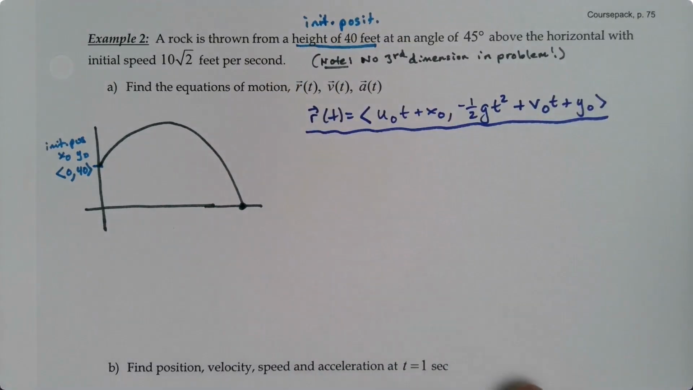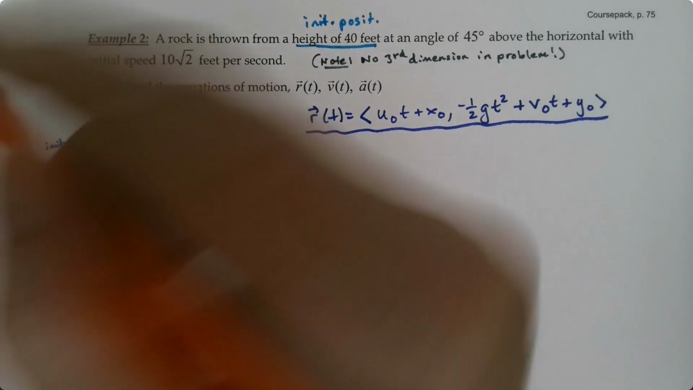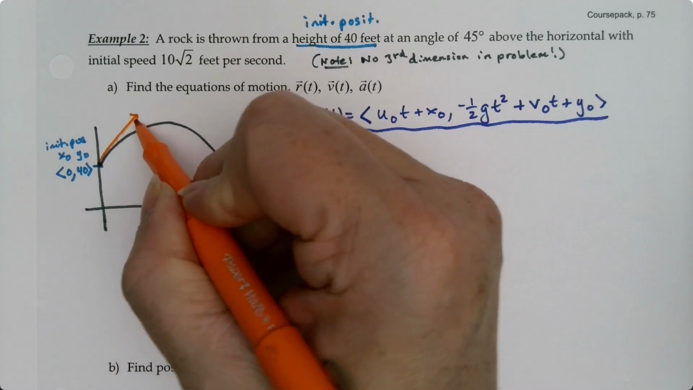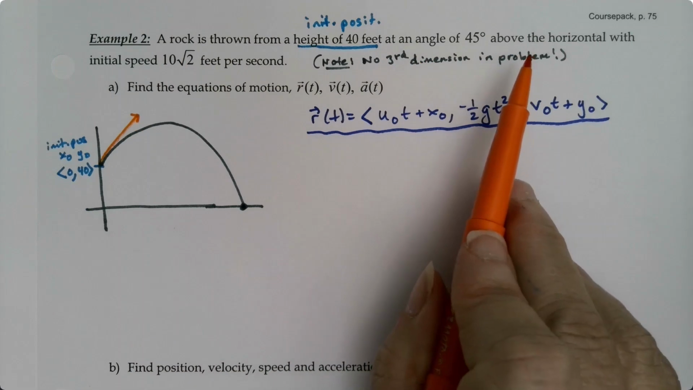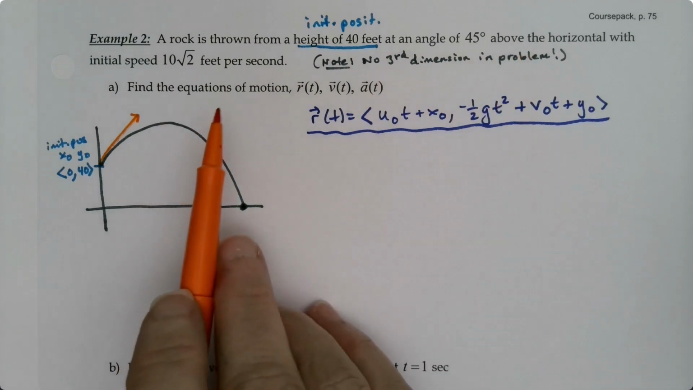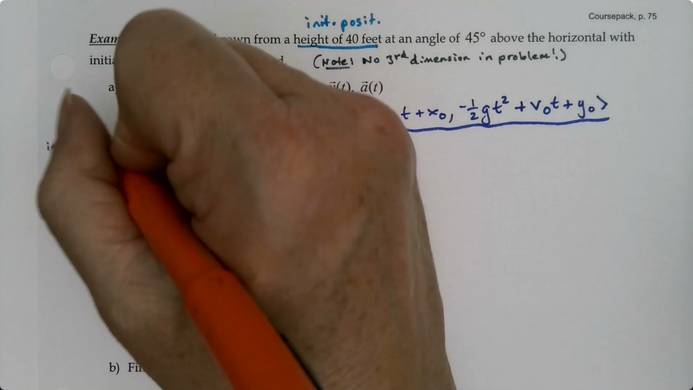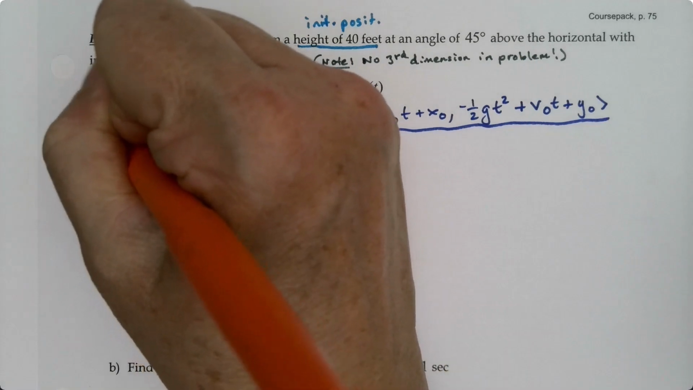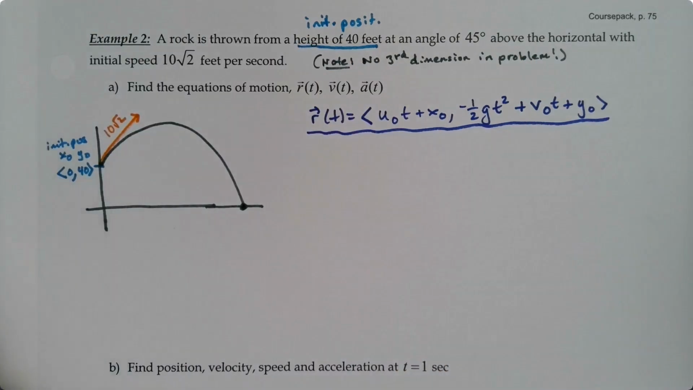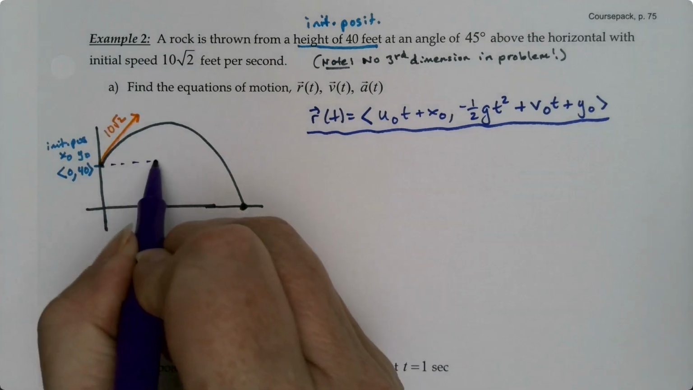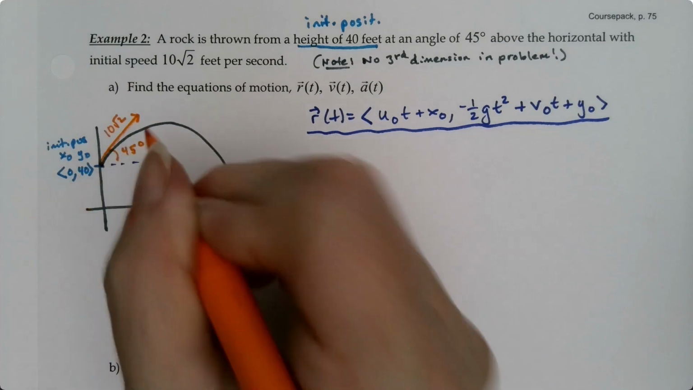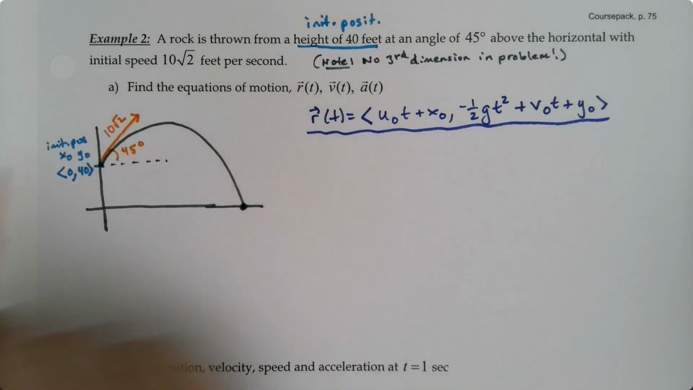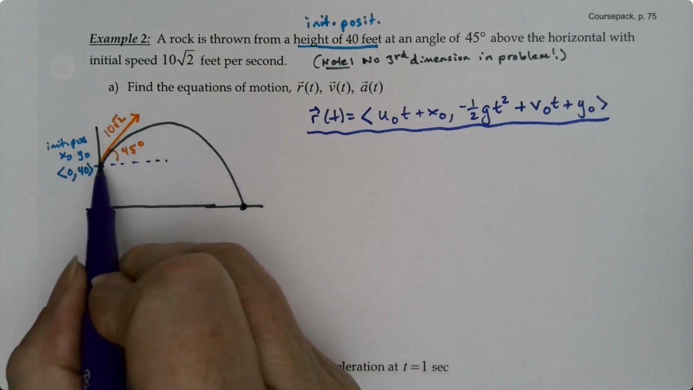All right. Then they also have this vector coming out, and they're telling us a couple things. They said that it's at an angle of 45 degrees above the horizontal with an initial speed of 10 square root of 2 feet per second. So the magnitude of this vector is 10 square root of 2. And that's from the horizontal. So there's a 45-degree angle right here from the horizontal, from the point that it was fired. Sorry, my line's not perfectly horizontal, but you get the gist.